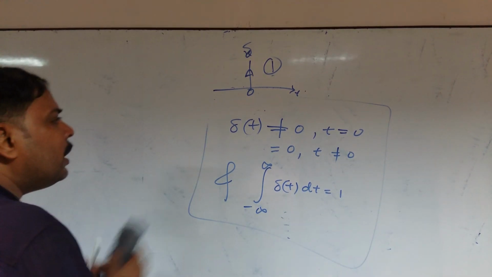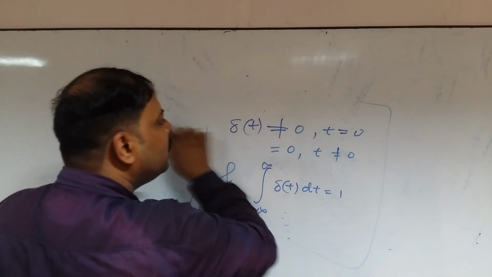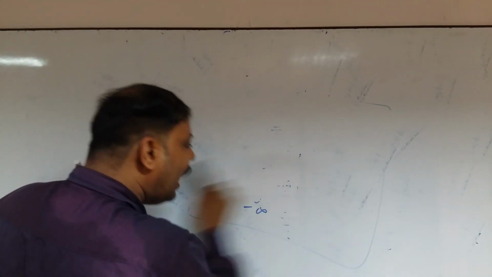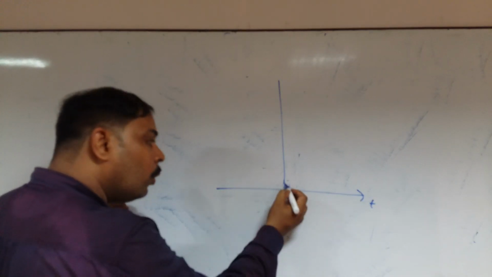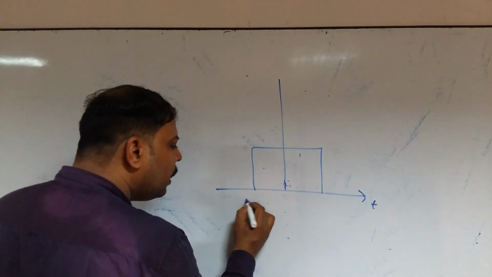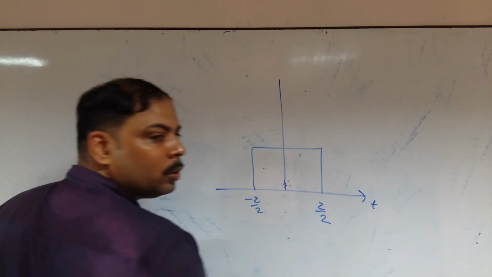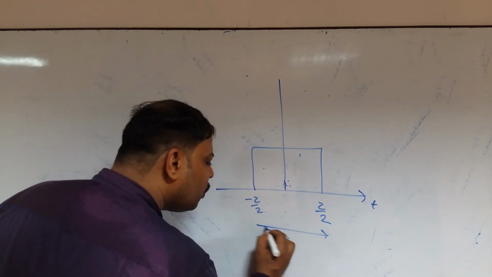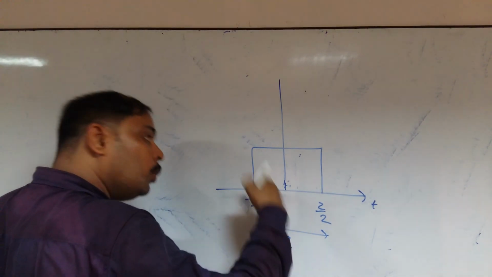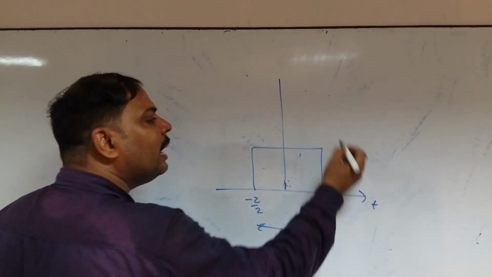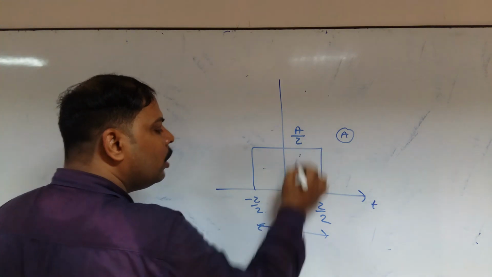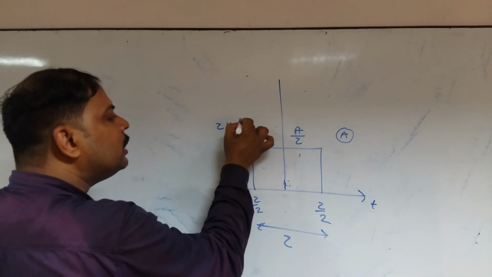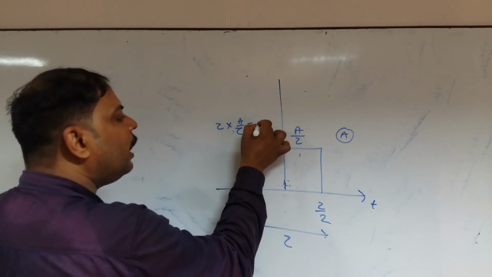Now suppose you are discussing another case, that is, not a unit impulse. Then how do we discuss it? You take a rectangular pulse whose width is from minus tau by 2 to tau by 2, so the total width is tau. You have to take the height in such a manner that the area is not 1, suppose the area is A. So the height is A by tau. Tau multiplied by A by tau will give the area A.